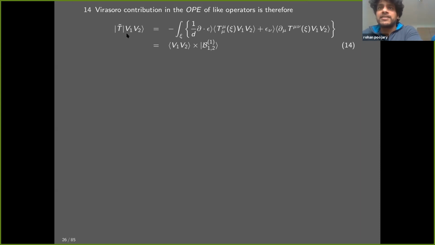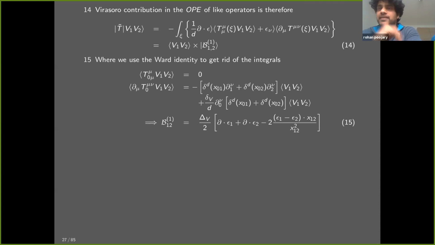If I act with this projector on V1 V2, then this is what I get, and you can clearly see that we can use the stress tensor Ward identity, d-dimensional. You can tune your Ward identity to look like this, such that the trace part vanishes always, which is useful if you're doing 2D CFT, because there is no trace part of the stress tensor by definition.